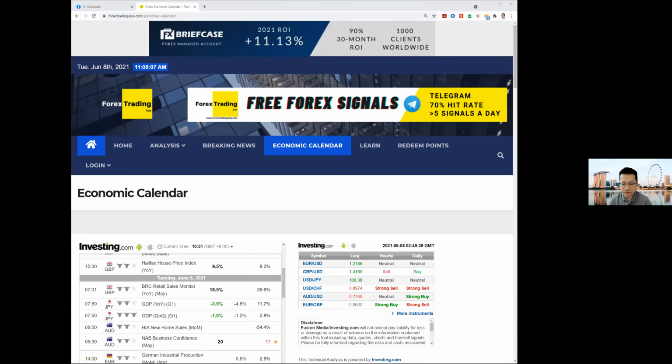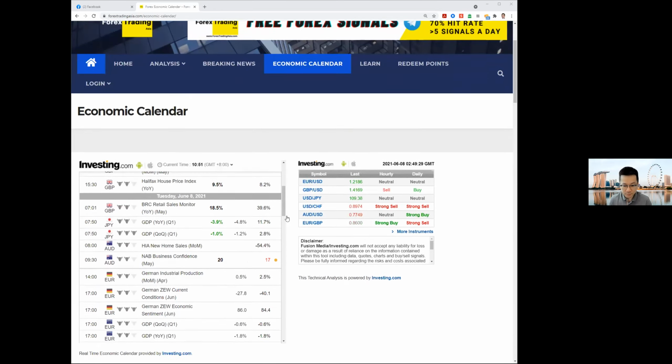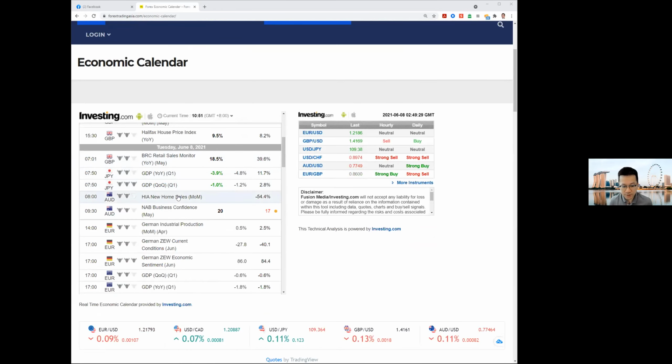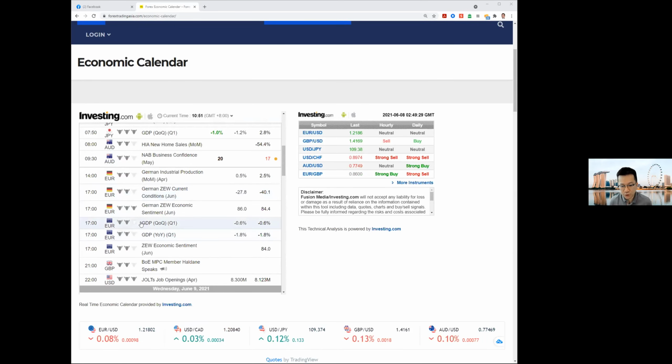But first, looking at the euro dollar, what could happen to the euro dollar for today and leading up for this week? First things first, looking at the news here on Forex Trading Asia, looking at the economic calendar. Today being Tuesday, we have the Euro GDP numbers to be released at 5 p.m. GMT plus 8 Singapore time.